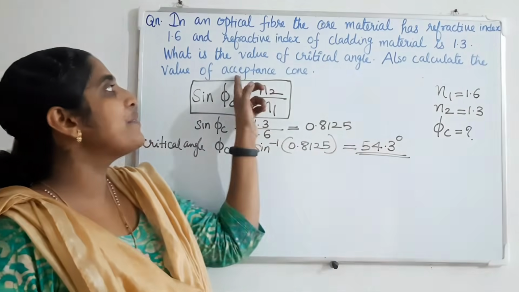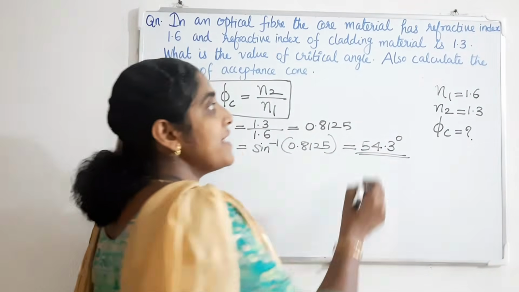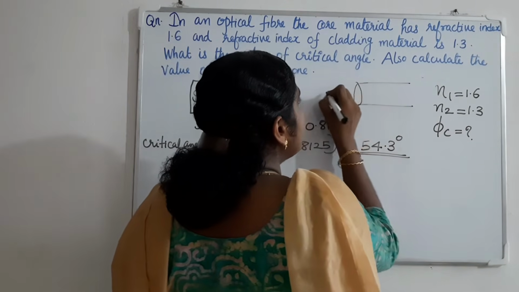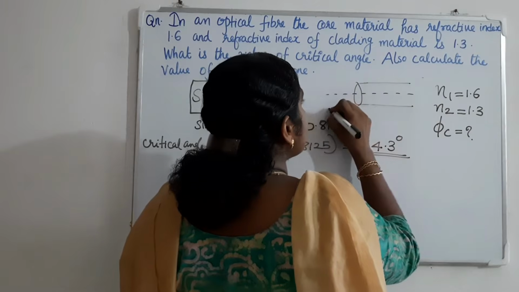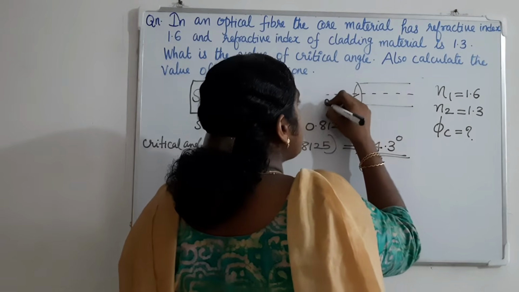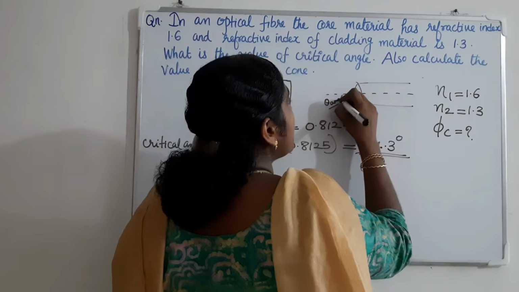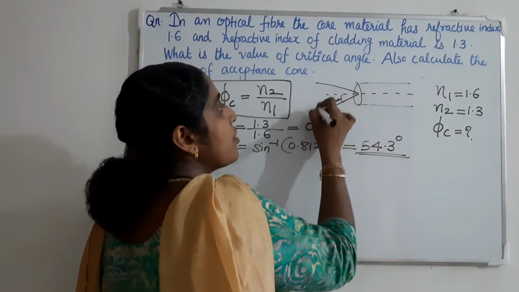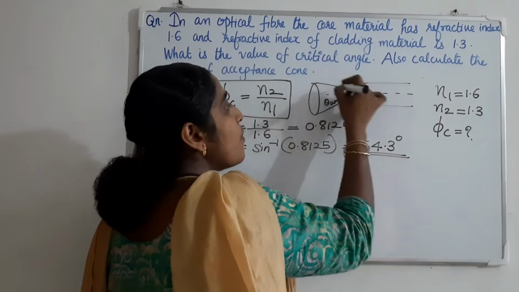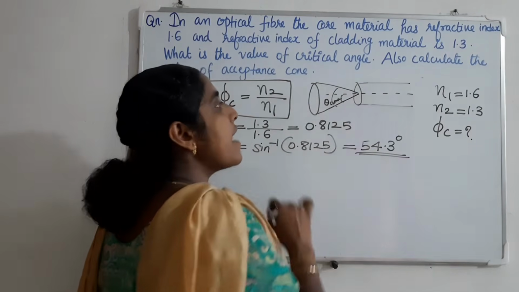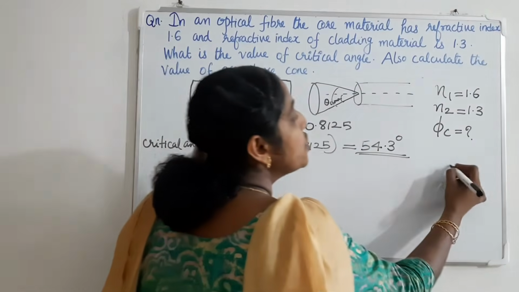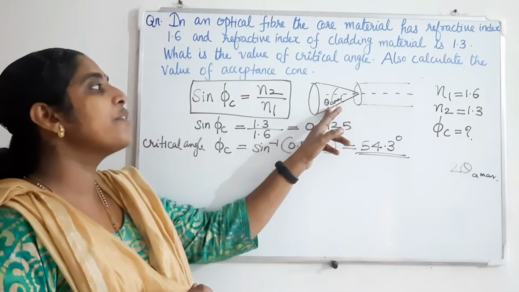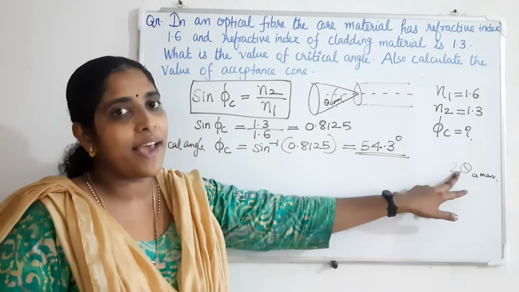In the second part, we want to find out the value of the acceptance cone. What is the acceptance cone? In the optical fiber, the angle made to the fiber axis by the incident light is the acceptance angle. If we rotate this acceptance angle around the core axis, we get a cone. That cone is known as the acceptance cone. What will be the angle of this acceptance cone? That will be 2 theta A maximum. So the angle of the acceptance cone will be 2 times the acceptance angle.